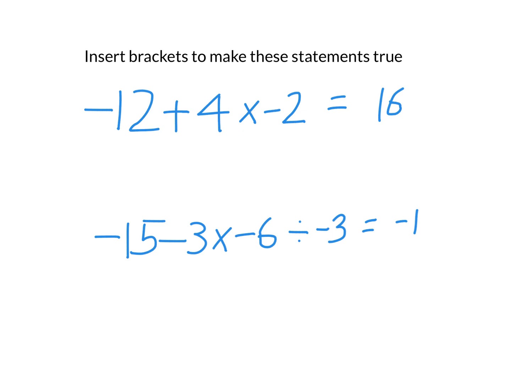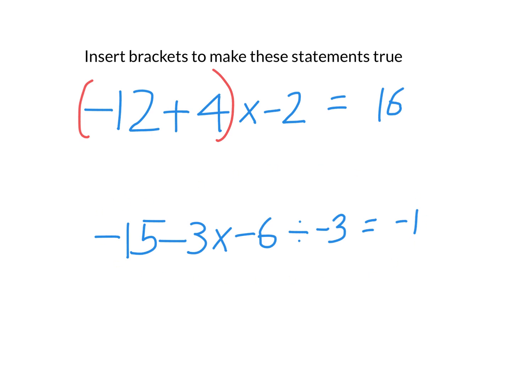So if I want to change the order of operations, I need to do the plus first and I need to put the brackets here and here. See, now this is a true statement. If I do the addition first, I get negative 12 plus 4, which is negative 8, times negative 2, which is positive 16. That's a true statement.